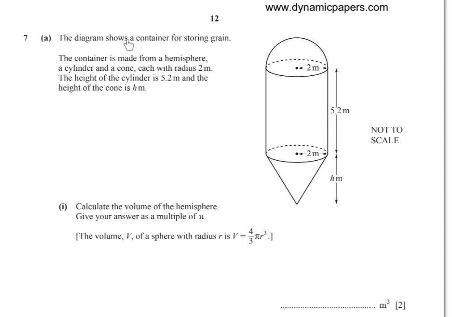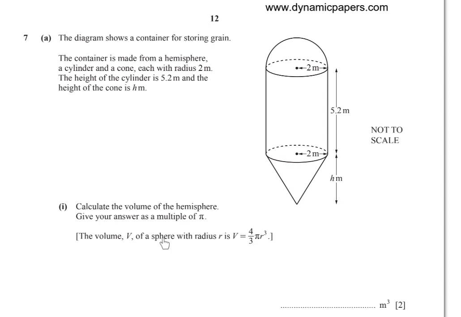7a, the diagram shows a container for storing grain. The container is made from a hemisphere, a cylinder, and a cone, each with radius 2 meters. The height of the cylinder is 5.2 meters, and the height of the cone is h. Calculate the volume of the hemisphere. Give your answer as a multiple of pi.